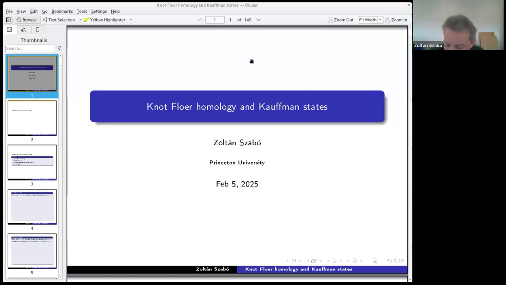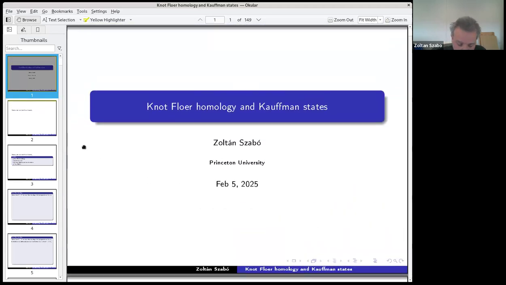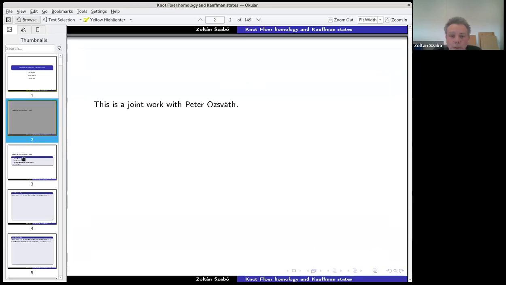I will talk about some kind of overview of knot Floer homology and its relationship with Kauffman states. And I will also discuss a few open problems that are related and some progress on computations. This is going to be a joint work with Peter Oswald.